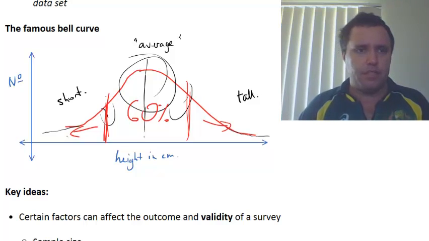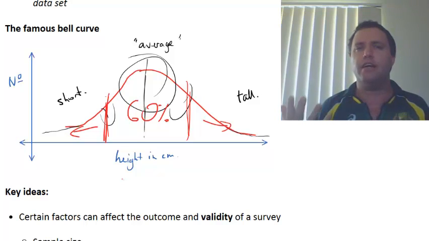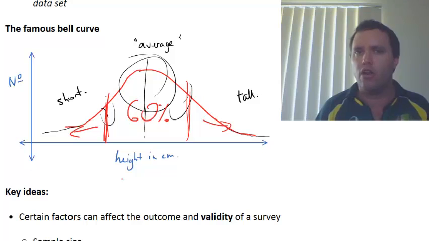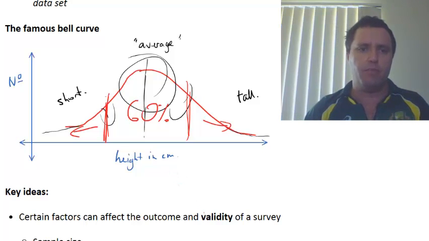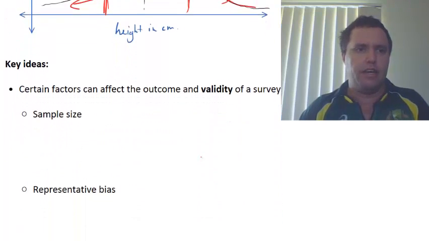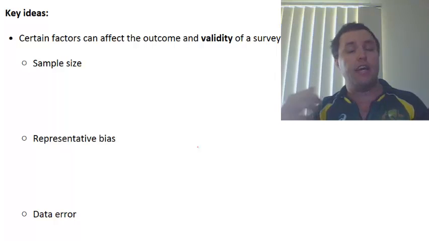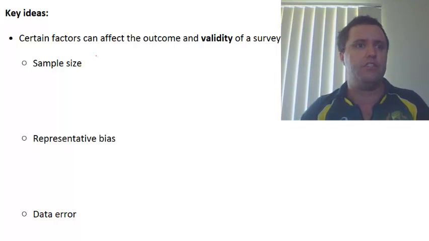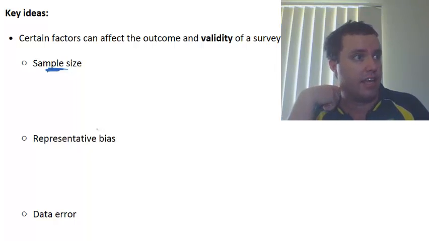So that's what our bell curves mean, and they turn up in survey data and things to do with nature a lot, especially in the biological sciences. So we're going to have a bit more of a look at that, and surveying as well. There are certain factors that can affect the outcome and validity of a survey. One of the first issues we can come up against is sample size.